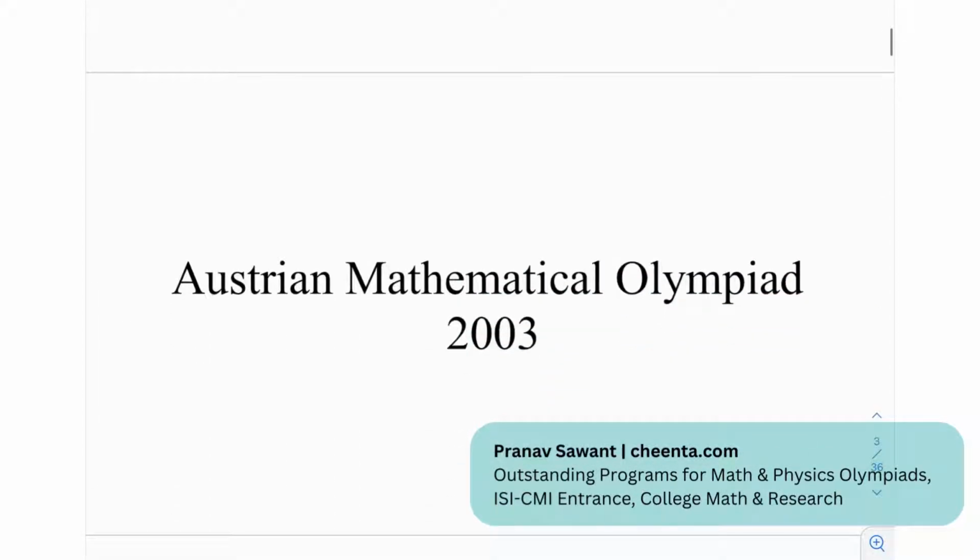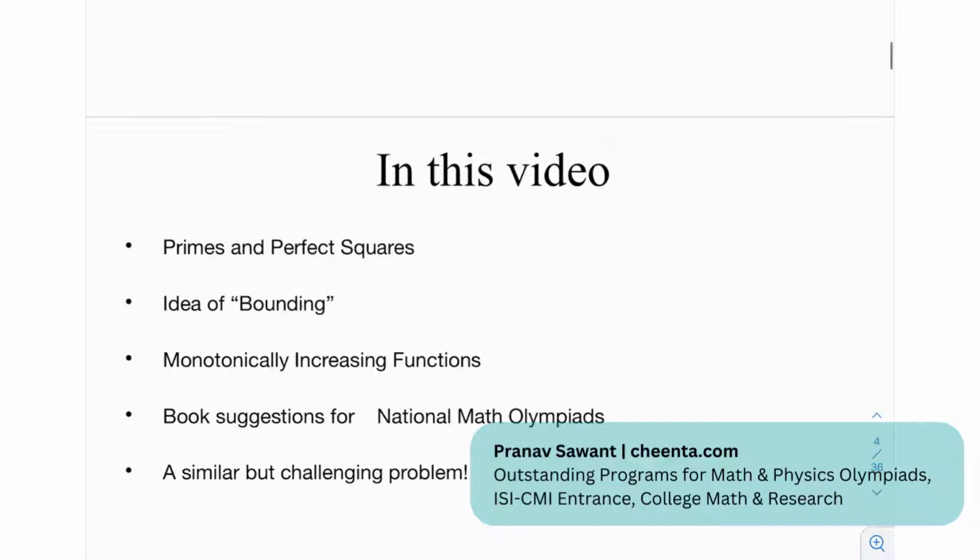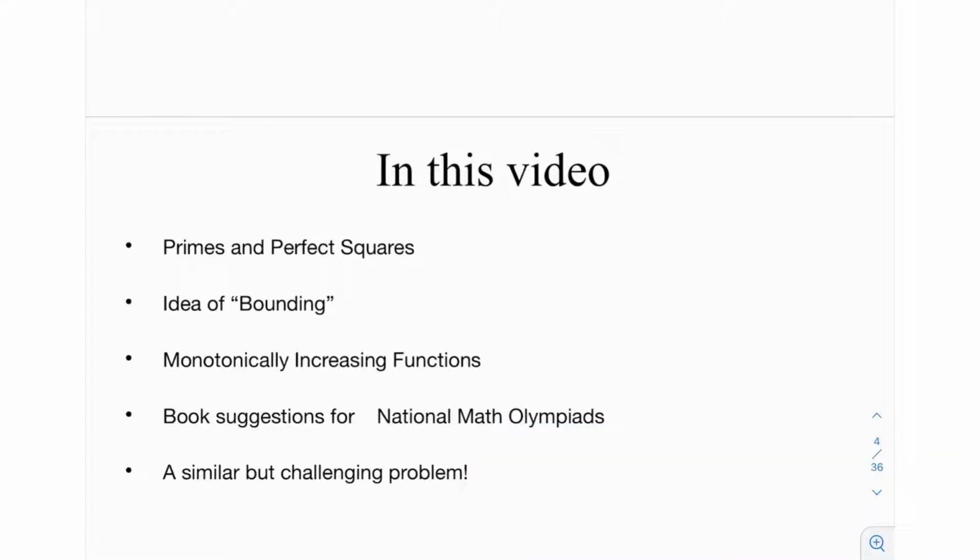So this is a question on the Australian Mathematical Olympiad from the year 2003. And in this video, we're going to be looking at primes and perfect squares. We're also going to be looking at the idea of bounding, like I said before. I'll explain a little bit about that later. Then we're going to look at monotonically increasing functions, a little bit of calculus. After that, we have some book sessions for National Math Olympiads, and at the end, a similar challenging problem.